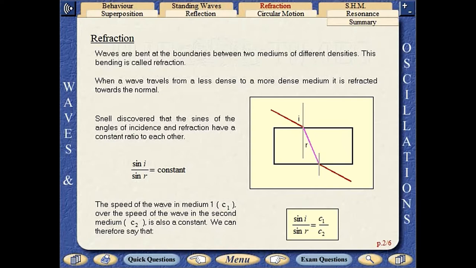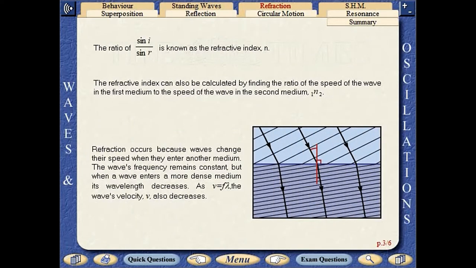The speed of the wave in medium 1 divided by the speed of the wave in medium 2 is also a constant. The ratio of sine i over sine r is known as the refractive index. The refractive index can also be calculated by finding the ratio of the speed of the wave in the first medium to the speed of the wave in the second medium.